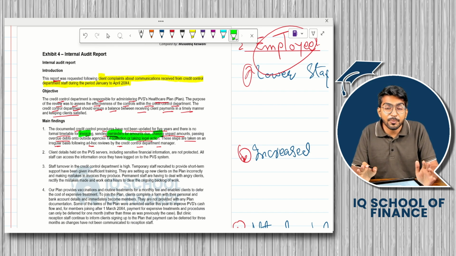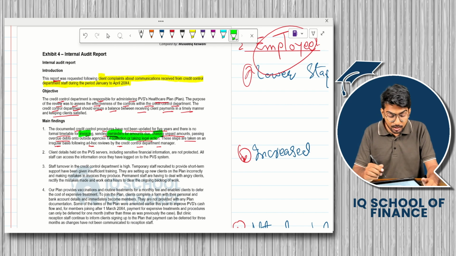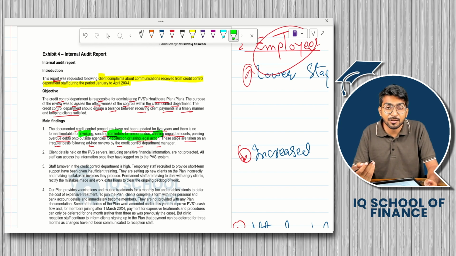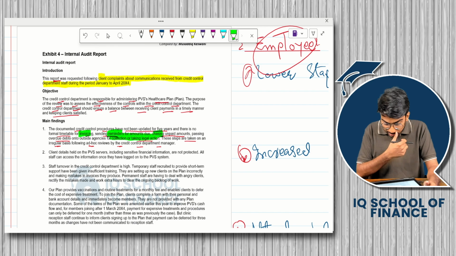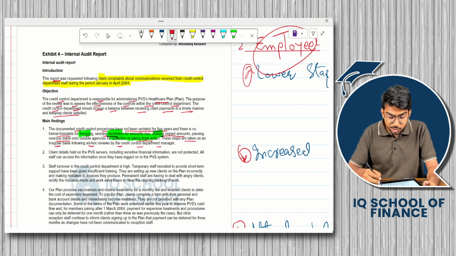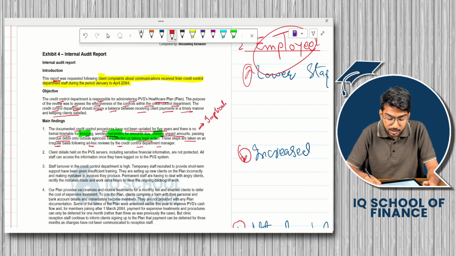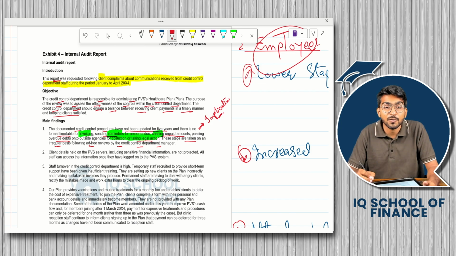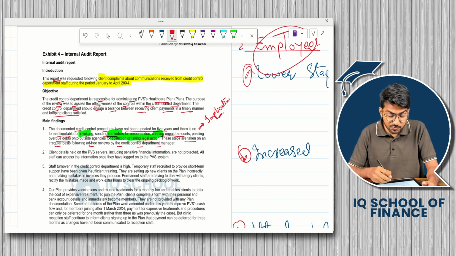The credit control department is doing all these things based on its own convenience, and the review has been done by the department manager on a very ad hoc basis. Ad hoc means an irregular basis. So this is the issue, and what we need to identify is the implication: what harm or disadvantages there would be to the business if this continues, and how we can mitigate this.